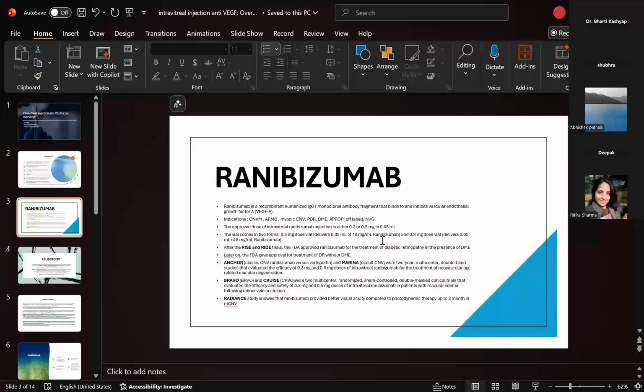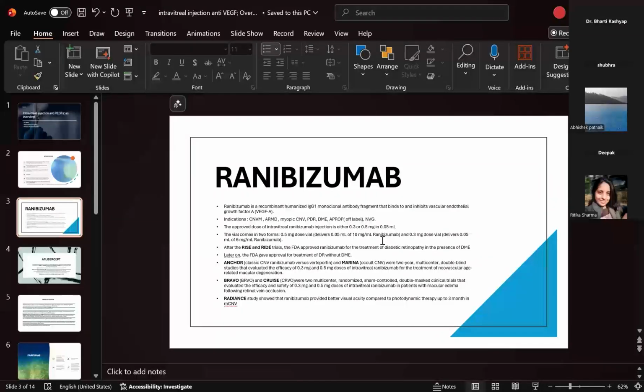The indications of ranibizumab again cover the whole spectrum of Avastin: CNVM, ARMD, myopic CNVMs, PDR, DME, APROP (an off-label use), and neovascular glaucoma. So wherever Avastin can be used, ranibizumab can be used. The approved dose comes in two strengths, either 0.3 mg or 0.5 mg. 0.3 is specifically reserved for diabetic DME, whereas 0.5 goes for CME associated with retinal vein occlusions.